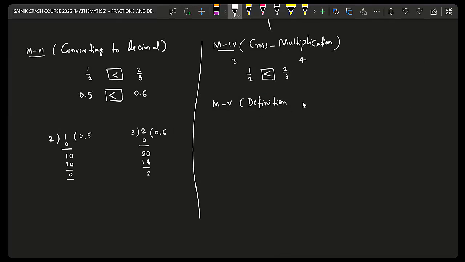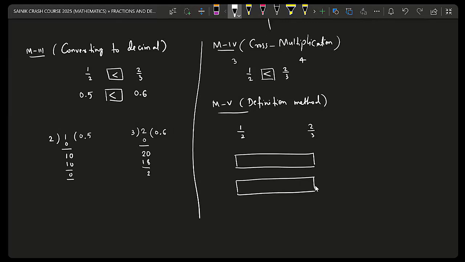Definition method means, what is the fraction definition? Part of a whole. We have 1 by 2 and we have 2 by 3 and we want to compare both of them. Then what you do is we take the full object in the same size. This is a full object and this is a full object. We took in the same size.